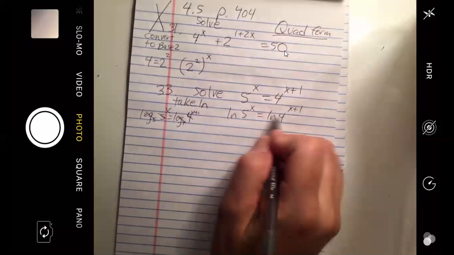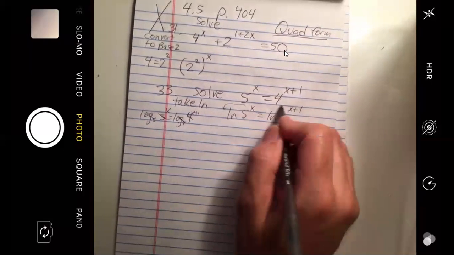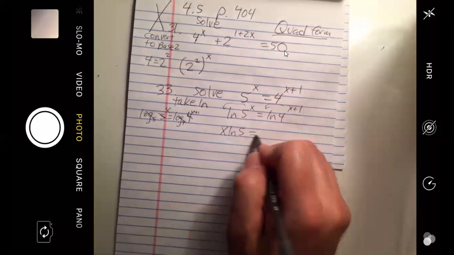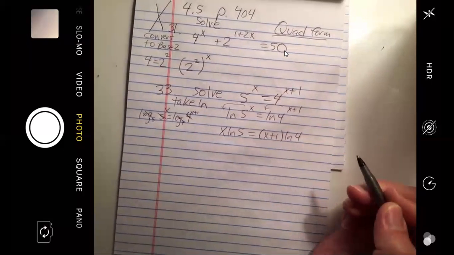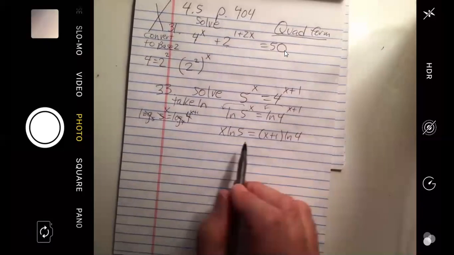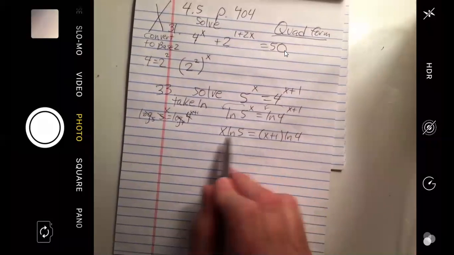But since nothing cancels now directly, we put the powers in the front. x ln of 5 equals (x plus 1) ln of 4. There's several ways you can go from here. You can go ahead and pop in the decimals, and it just works out with decimals.